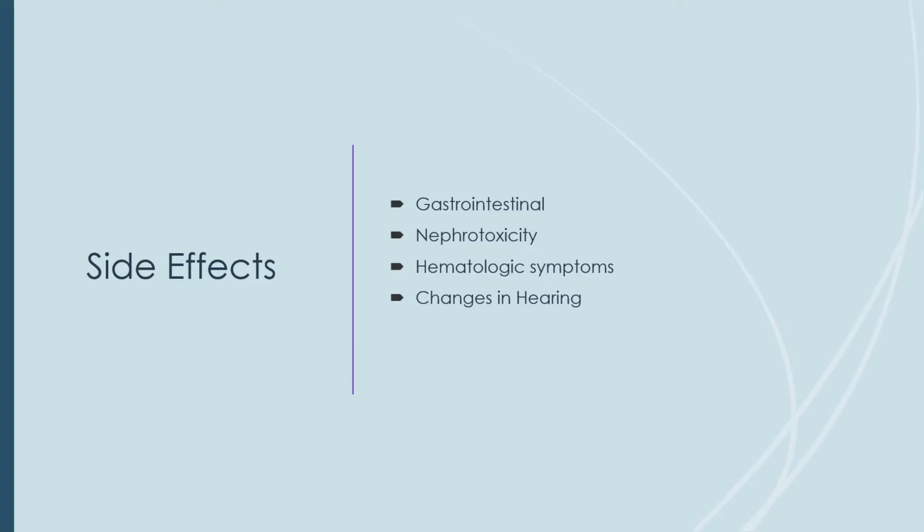Side effects of cisplatin include gastrointestinal, which are nausea and vomiting, which are the most common, and then occasionally diarrhea can happen. Then there's nephrotoxicity, which is kidney damage because cisplatin accumulates to a greater degree in the kidneys because that's its major route of excretion out of the body. Then there's hematologic symptoms, which include decreased red blood cell counts and lowered hemoglobin counts, and it can cause symptoms of anemia such as fatigue, weakness, and shortness of breath.